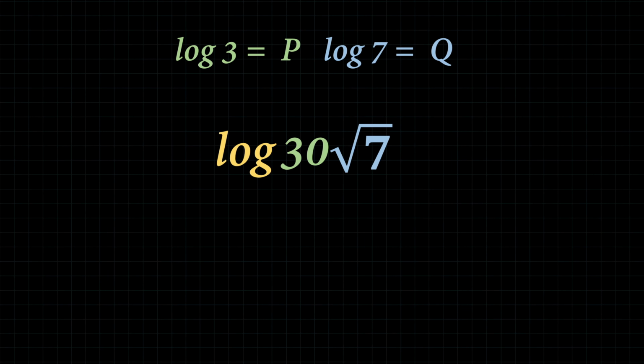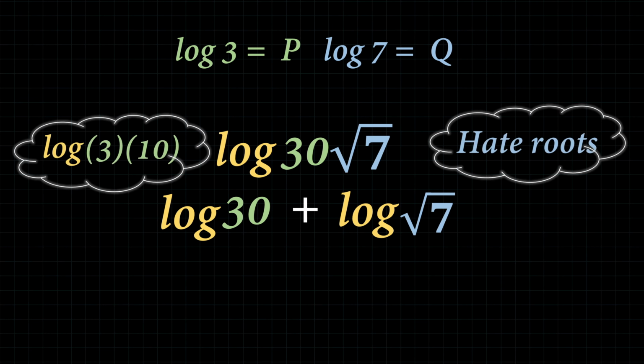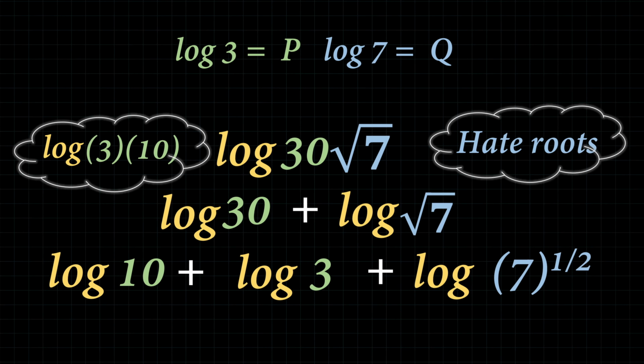Since we have a single log here, we would have to expand it into 2 different logs, and since both of these arguments are technically in the numerator because we don't have a denominator, they both get positive logs like this. At this point, we can fix up both of these logs. The 30 can be written as log 3 times 10, and the log root 7 can be written differently because we don't like roots when we're doing logs. So now we can expand the log 30 into log 10 plus log 3 and can rewrite the log root 7 as log 7 to the power of a half.